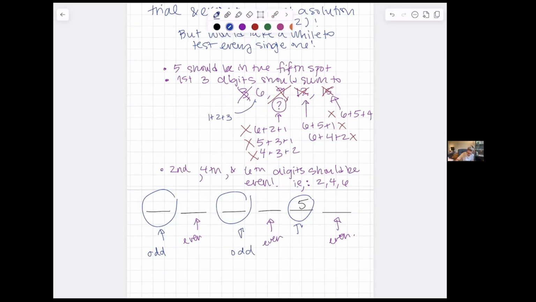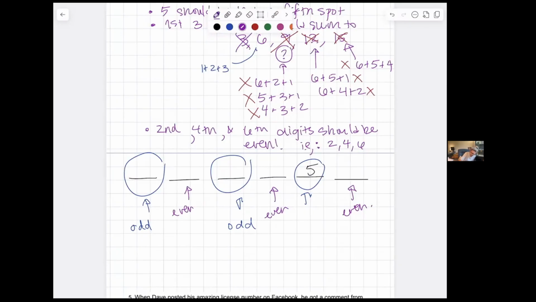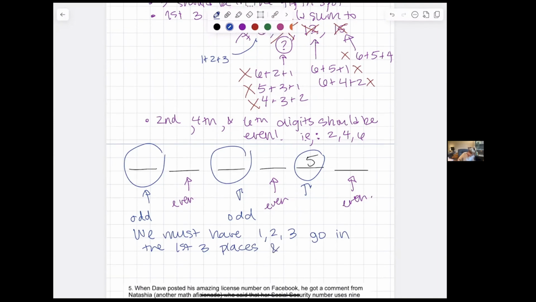So good. So what we just reasoned through using our common sense, we just found out we must have the digits 1, 2, and 3 go in the first three spaces. And 2 has to be in the middle, right?